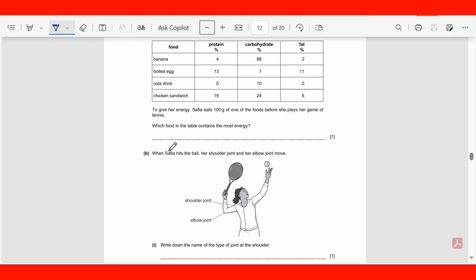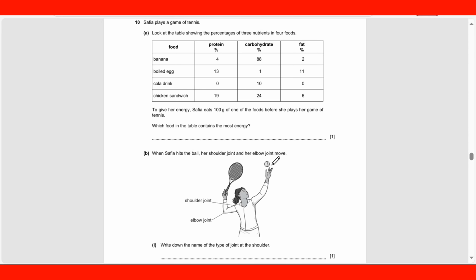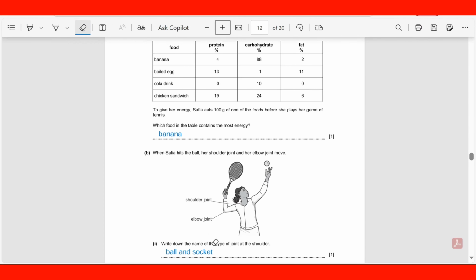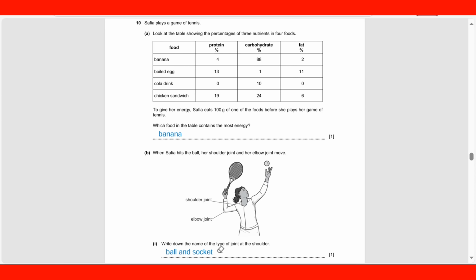Next, 10b, when Sophia hits the ball, her shoulder joint and her elbow joint move. Part 1, write down the name of the type of joint at the shoulder. Well, it's ball and socket.